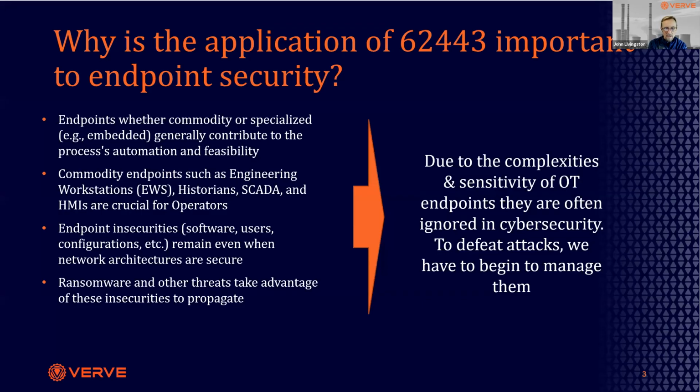We hear a lot about 62443 and zones and conduits, and a lot of it focuses around networks and connections. However, the application of 62443 is very applicable and important for endpoint security as well. Endpoints significantly contribute to the automation and feasibility of managing systems. A lot of these are crucial to operations, and there are a significant number of insecurities on these endpoints. Most of them are not well managed in traditional OT environments.